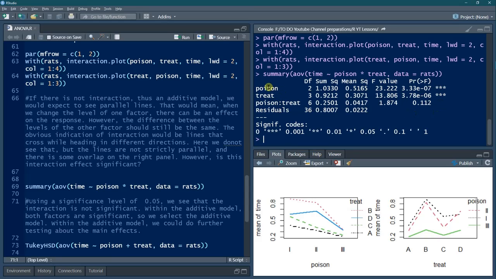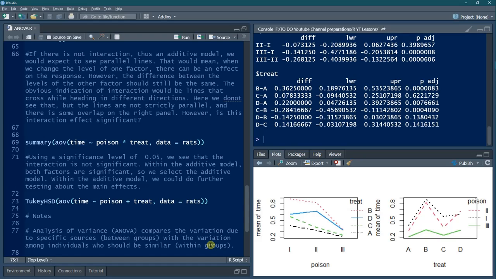So we see in this only poison and treat individually have a significant effect. Since we have seen only additive terms are important, we'll use time as a function of poison plus treat and then find the Tukey. So here again we have got the probability values and we can interpret which of these combinations are important.